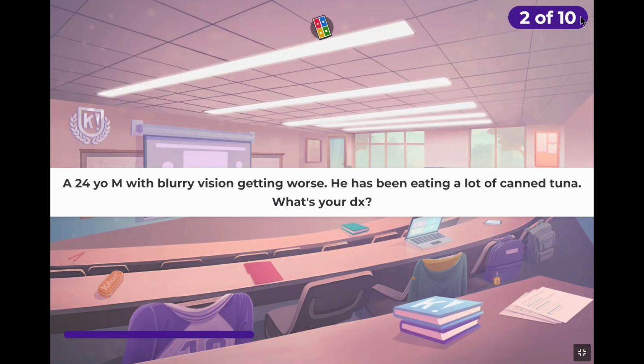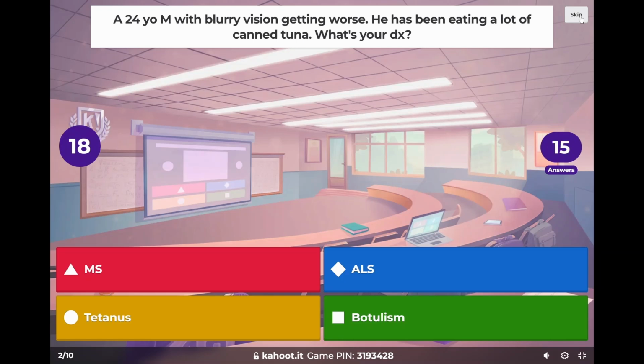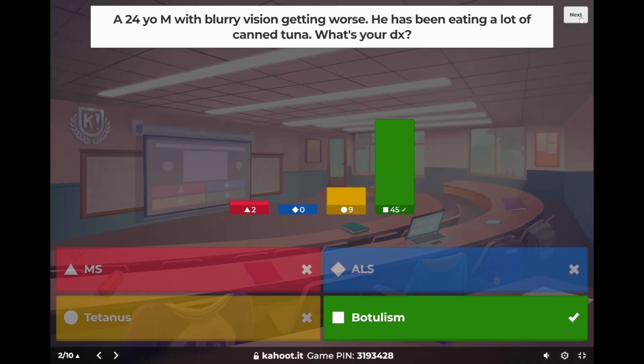Okay, 24-year-old male, vision's getting worse. Been eating a lot of canned tuna. What comes from canned food? Okay, botulism comes from canned food, poorly canned foods.